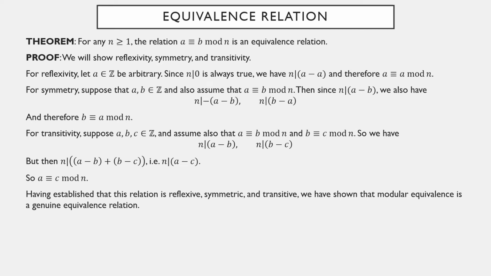So this relation is reflexive. Any integer is equivalent to itself, modulo n. It's symmetric. If a is equivalent to b, then b must be equivalent to a. And it's transitive. If a is equivalent to b and b is equivalent to c, then a must be equivalent to c. So this is in fact an equivalence relation.